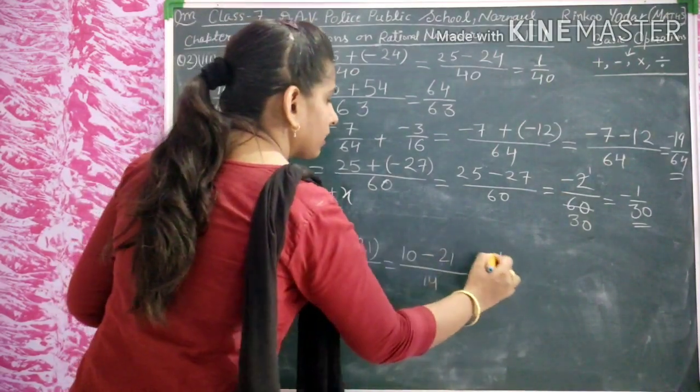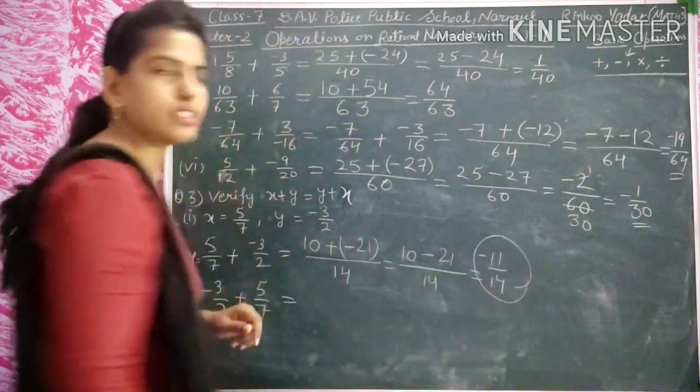What will we get here? Minus 11 by 14. That is the answer.